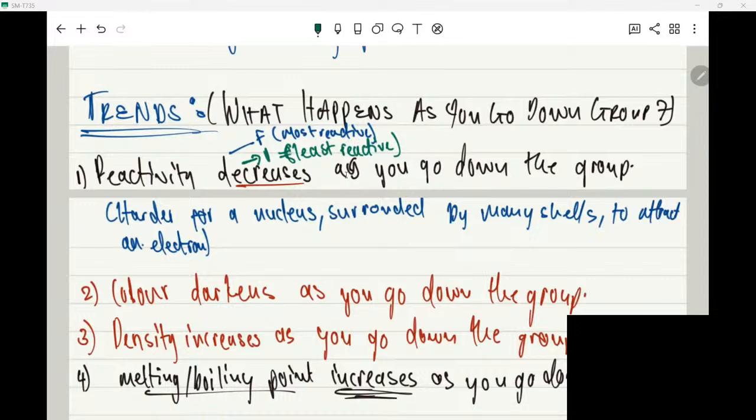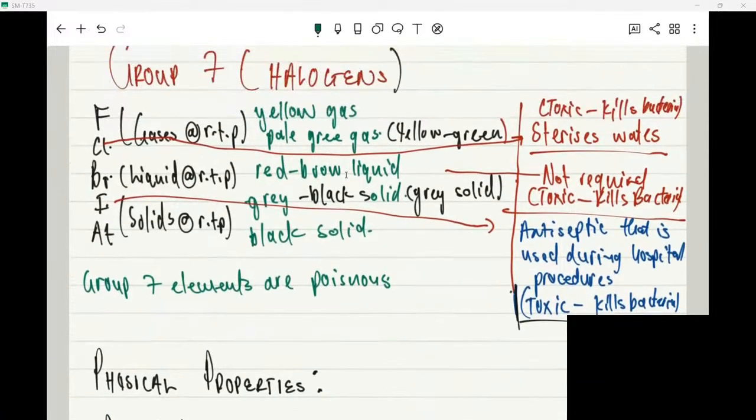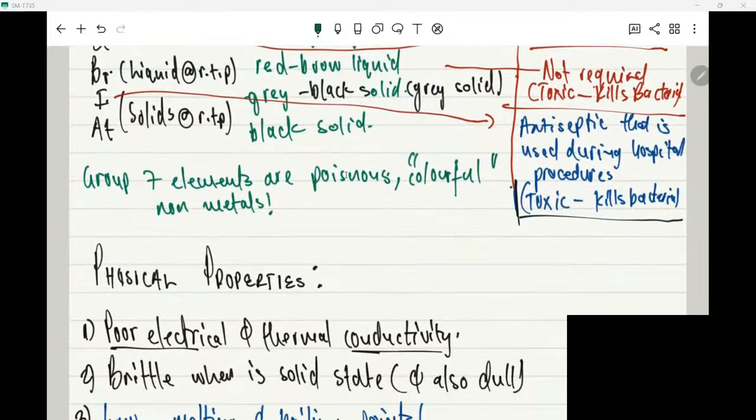Okay, you should know that we've seen that they are colorful, so we can say that for physical properties, they are poisonous and colorful. They are poisonous, colorful non-metals, but they get dark. As you go down the group, they get darker.